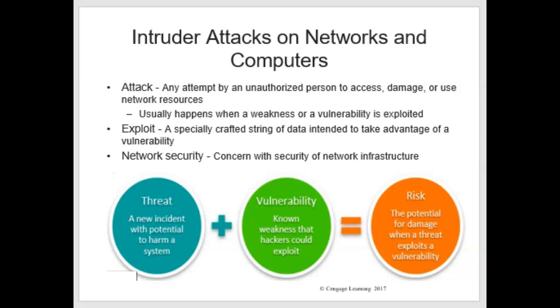Now, an exploit is a specially crafted string of data that wants to take advantage of the vulnerability, right? So it's exploiting the vulnerability with the threat, and that creates our risk. Network security is concerned with network infrastructure. Computer security is defined as securing a standalone computer, right? That's not part of the network. And both are really the fastest growing types of crime worldwide, right?